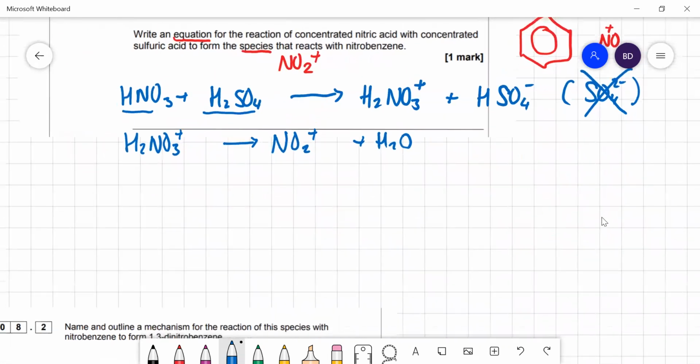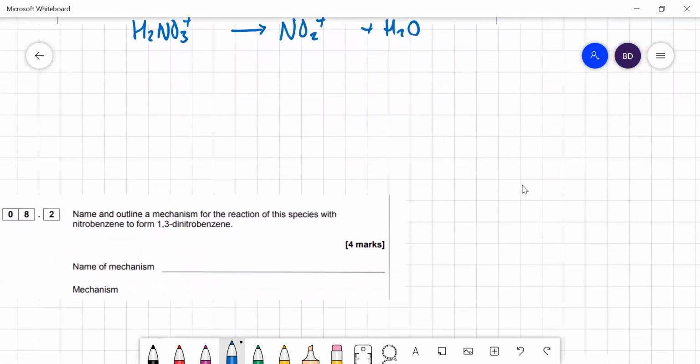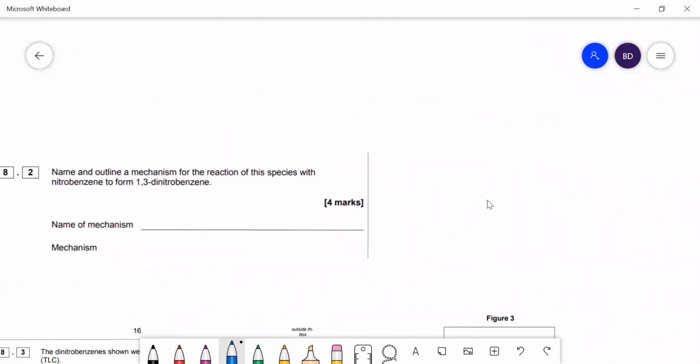Okay, so name and outline a mechanism for the reaction of this species with nitrobenzene to form 1,3-dinitrobenzene. So this is of course electrophilic substitution, and we start off with nitrobenzene. It says here we're going to form 1,3. So we've got 1, 2, so we're going to stick the second nitro onto there. That's the product we want to go for. Right, so let's draw that.